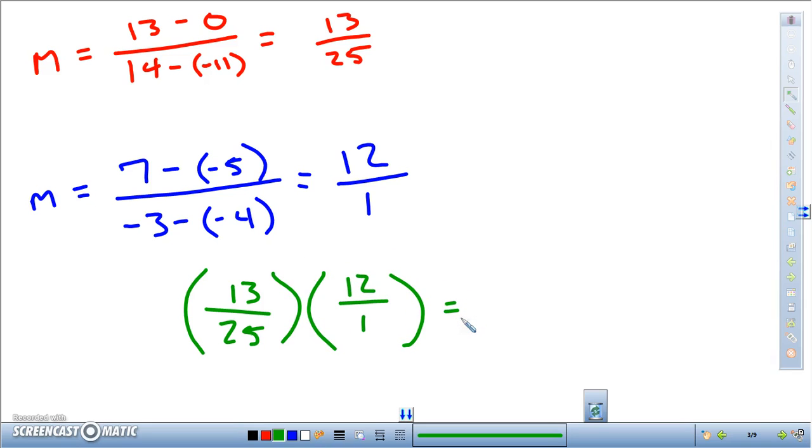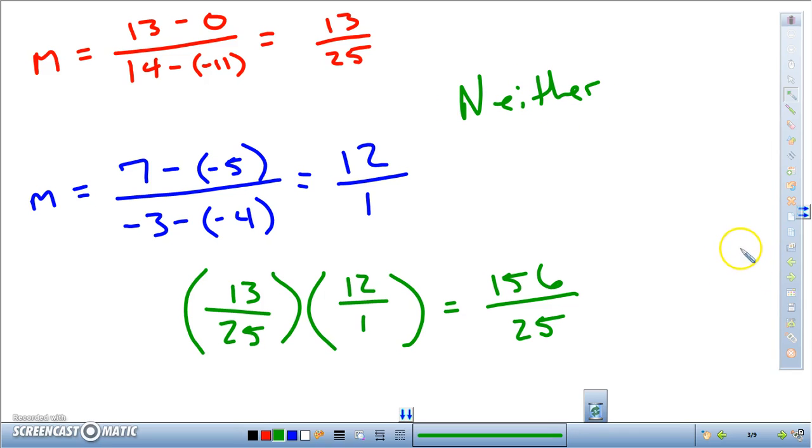Okay. And so we multiply 12 and 13 together to get 156. And 25 times 1 is 25. So this is a positive value. It's obviously not going to reduce to negative 1. So your answer to the first example is that these two lines are neither parallel nor perpendicular. They are not the same slope, and their slopes do not multiply for a product of negative 1.